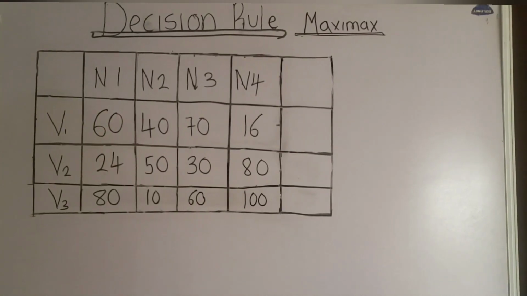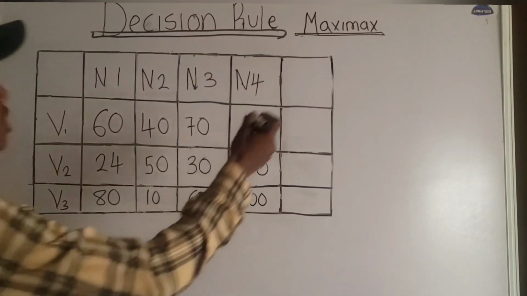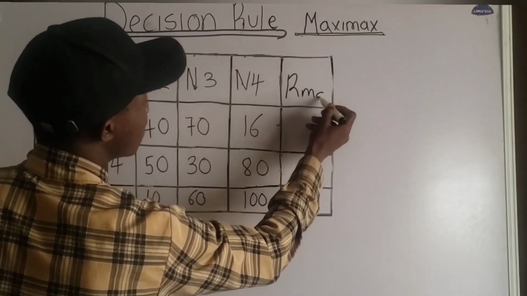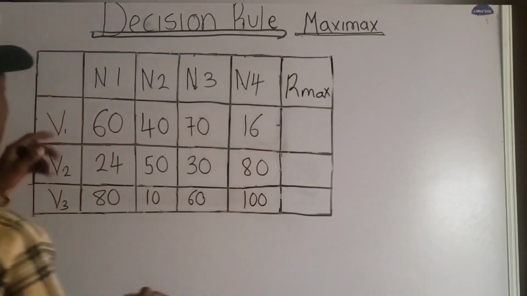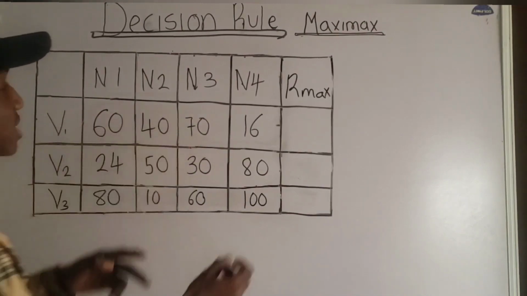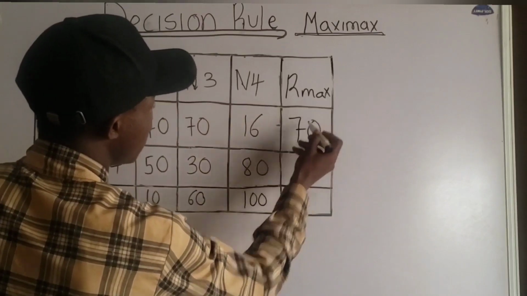Don't forget that the strategy that the farmer has is the variety that he has at hand. So I'm going to have another column in this place, which is for row maximum. Let me call this row maximum. So now for variety 1, the maximum among 60, 40, 70 and 16 is 70. So I'm going to have 70 for variety 1.